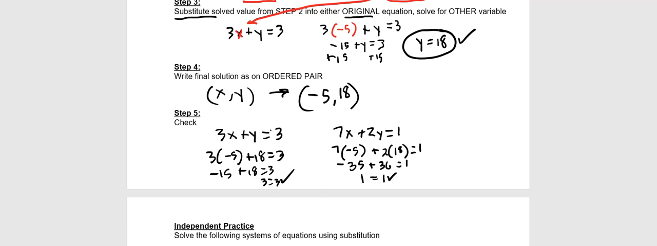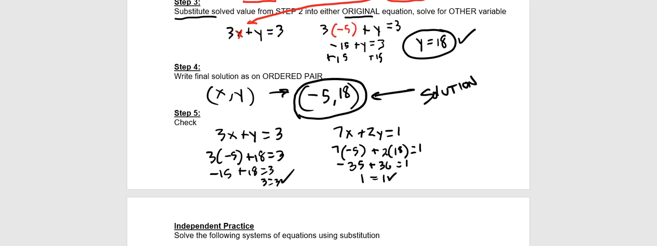Check. So that is the one and only ordered pair that will make both equations true, which means it's the one point that's on both lines, which further means it's the point of intersection for our two graph lines, which means it is our solution. That is our solution.